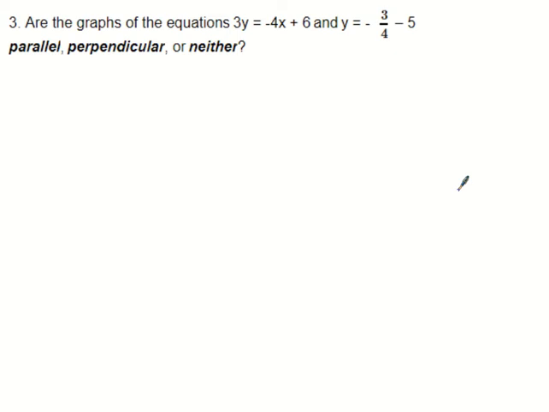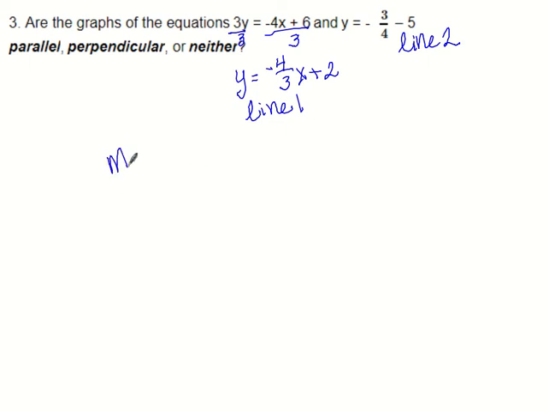All right, so when you solved this one, we should have divided by 3 to both sides. And you would have gotten y equals negative 4/3 x plus 2. So then what we're going to do is compare them, right? This is line 1. This is line 2. So the slope for line 1, I'm just going to put a little one right there, is negative 4/3. The slope for line 2 is negative 3/4. Well, they're not parallel because they're not equal, so not parallel.